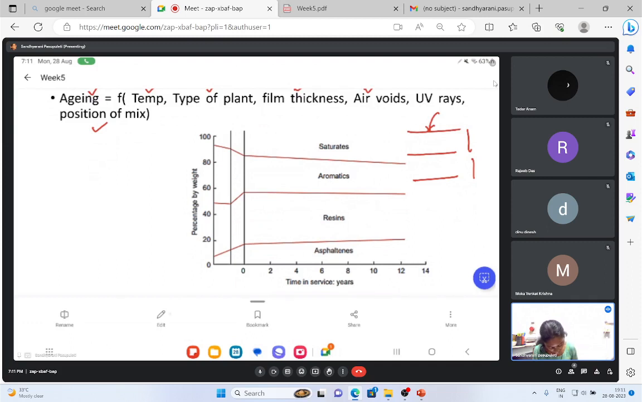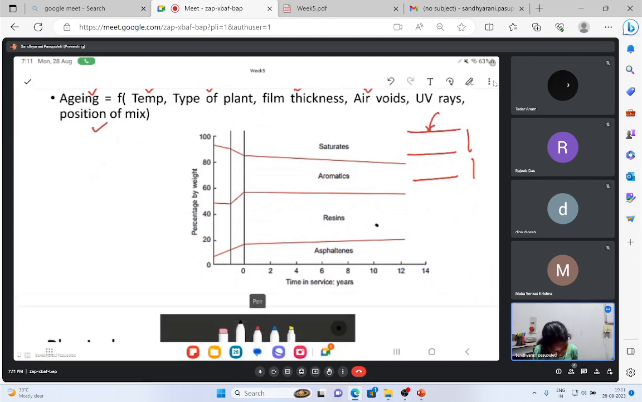Saturates, aromatics, resins and asphaltenes. So initially, if you see the asphaltene content, asphaltenes are increasing. On the x-axis, this is service in years. Let us say at 0, I just laid my pavement. That means I have compacted my pavement. Rollers have come, they have laid the pavement. So from now onwards, my service starts. That means after this 0, I will allow the vehicles to move. So let us say till 14 years, I am allowing the vehicles.